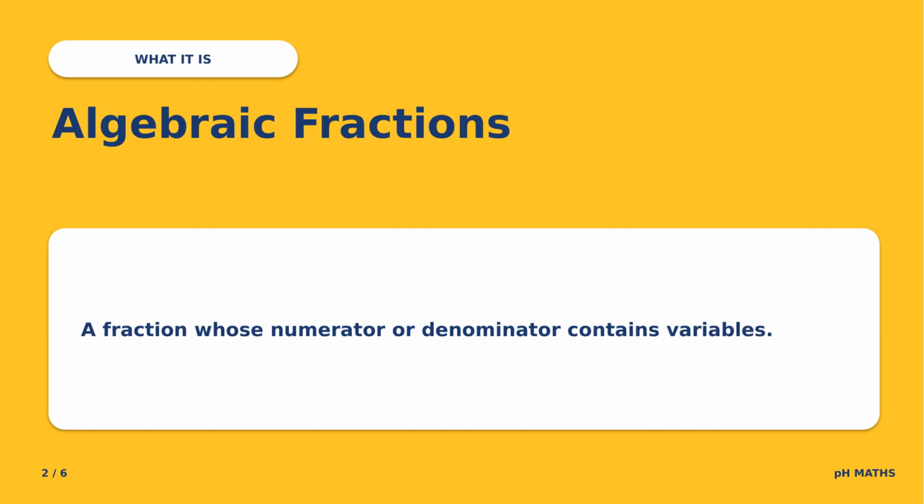Definition: an algebraic fraction is a fraction with variables in the numerator or denominator or both. So x over 3, or x plus 1 over x minus 2. The rules of arithmetic still apply. Adding needs a common denominator, multiplying combines numerators and denominators, and cancelling only works on shared factors.